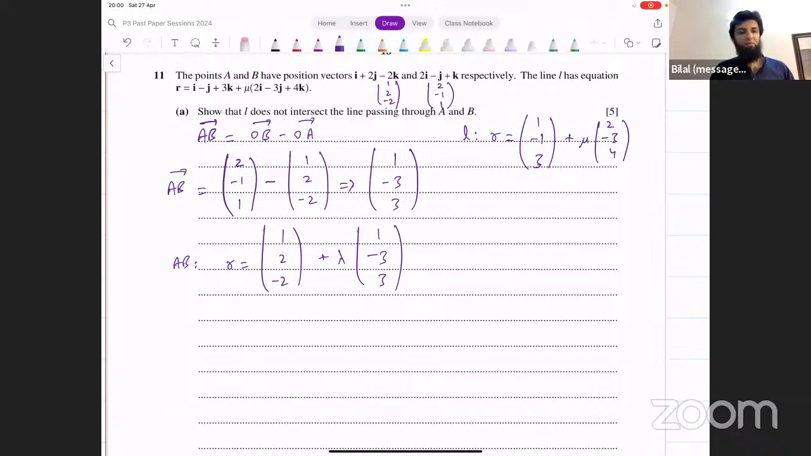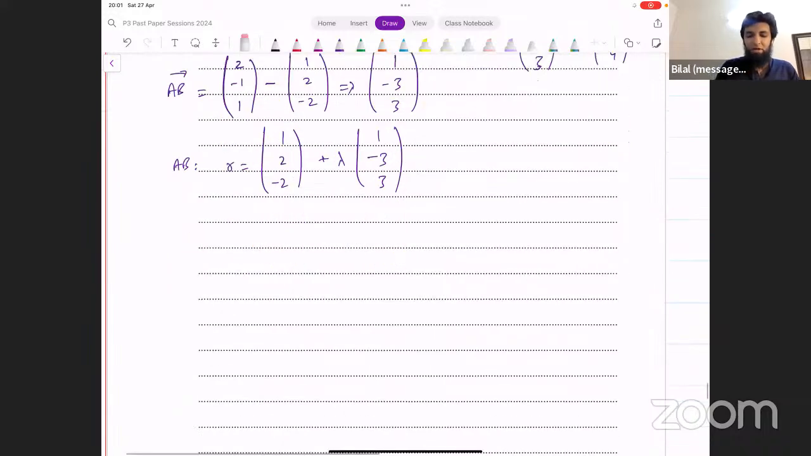Okay, so we've got the equations of both lines. We've got the equation of the line AB and the line L. We need to show that L does not intersect the line AB. How do you show that? It's the same process that you use for finding points of intersection of two lines. You just equate both of them, make three equations, solve two of them, put that value in the third equation. The third equation in this case will not satisfy, and that will mean that the line L does not intersect the line passing through A and B. Let's do that quickly.